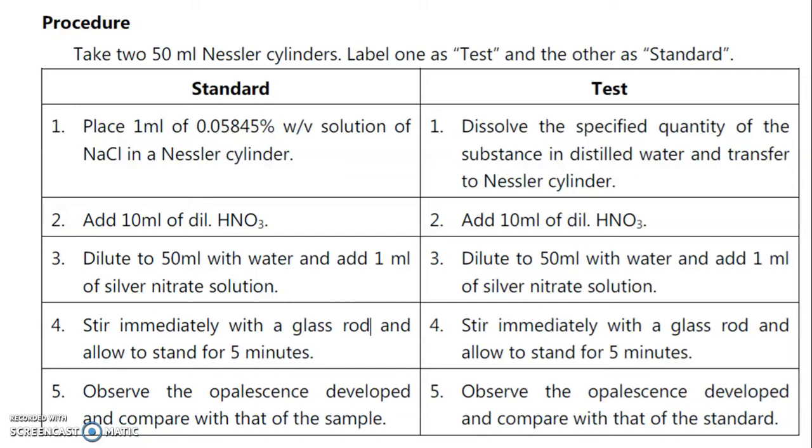If the opalescence produced in the test solution is darker or more than the standard, we can say that the test sample failed the limit test. But if it is less than the standard, we can say that the sample has impurities within the limit, or within the pharmacopoeial limit, and at that time we can say the given test sample passes the limit test for chloride.